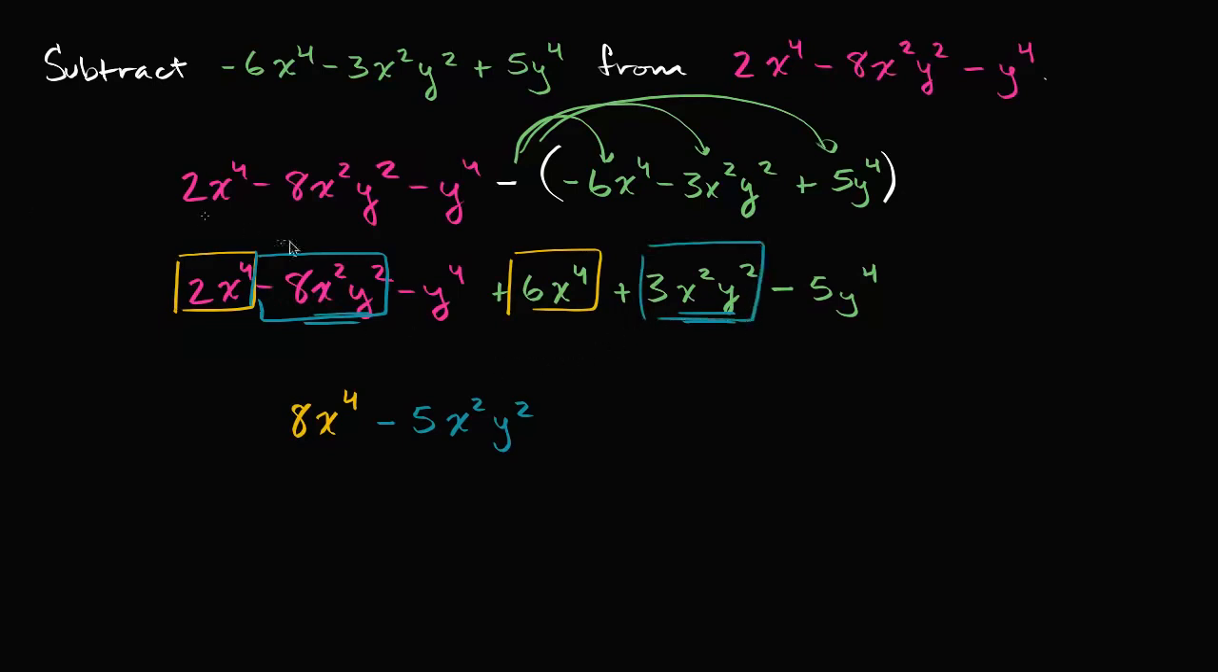And then last but not least, you're subtracting 1 y to the fourth, and then you're subtracting 5 more y to the fourths. So what's that going to be? You could view this as negative 1 y to the fourth minus 5 y to the fourth. Well, negative 1 minus 5 is negative 6. Negative 6 y to the fourths. And we're done. We have subtracted this from that.